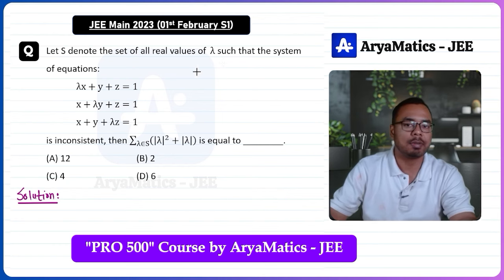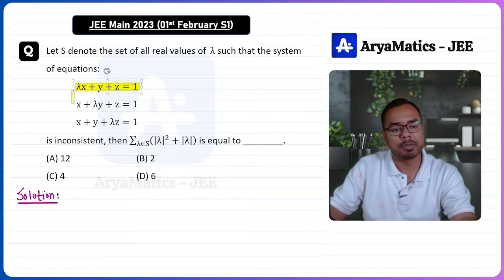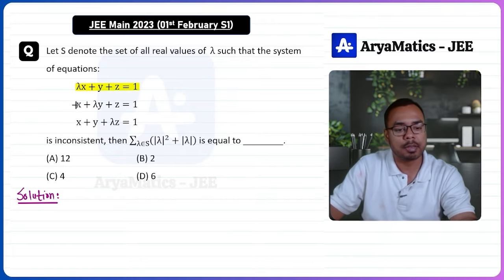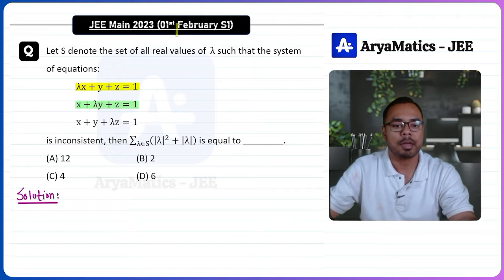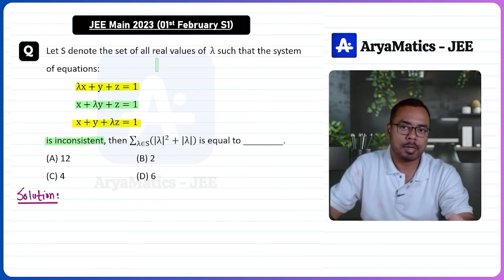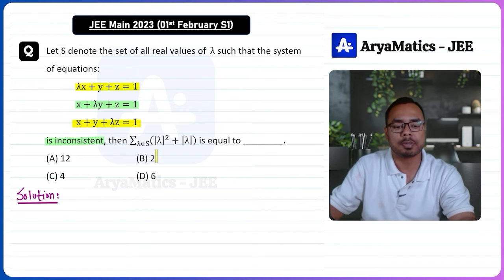S is the set of all the real values of lambda for which this system of linear equations is inconsistent. You can see the first equation: lambda x plus y plus z equals 1. Second equation: x plus lambda y plus z equals 1. And the third equation: x plus y plus lambda z equals 1. This system of linear equations is inconsistent. S is the set of all those values of lambda for which this will be inconsistent. Then we have to find this one, summation over lambda belonging to S of modulus of lambda square plus mod lambda.